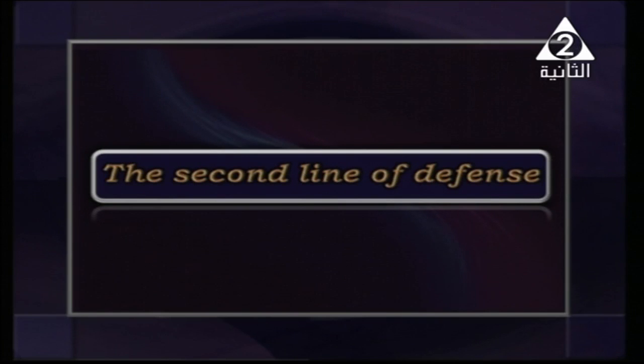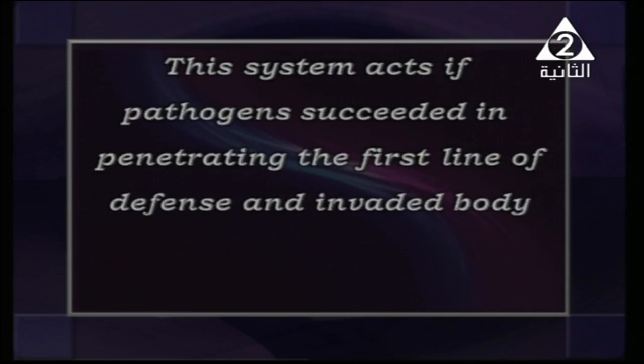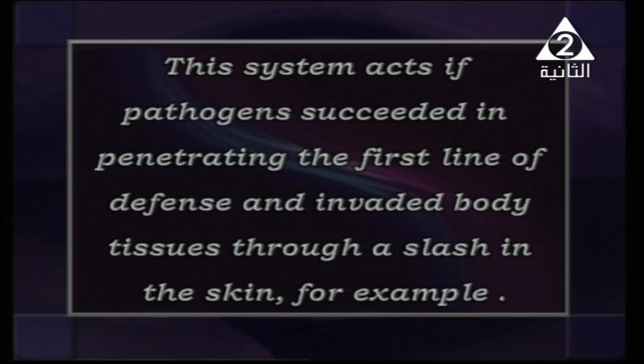What is the second line of defense that we have? This system acts if the pathogens succeeded in penetrating the first line of defense. Okay, as we said in the last episode, we have two main ideas. We have a group of tissues, a group of systems, that have the ability to prevent the pathogen from entering our bodies. But what happens if the pathogen succeeded in entering our body and penetrating the cells of the host? The second line of defense at this time starts to work.